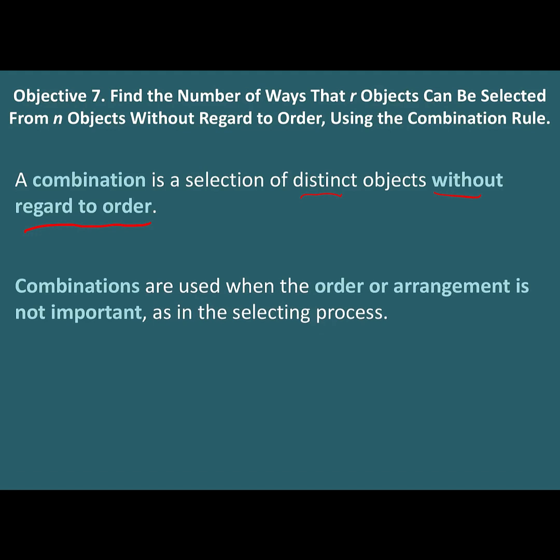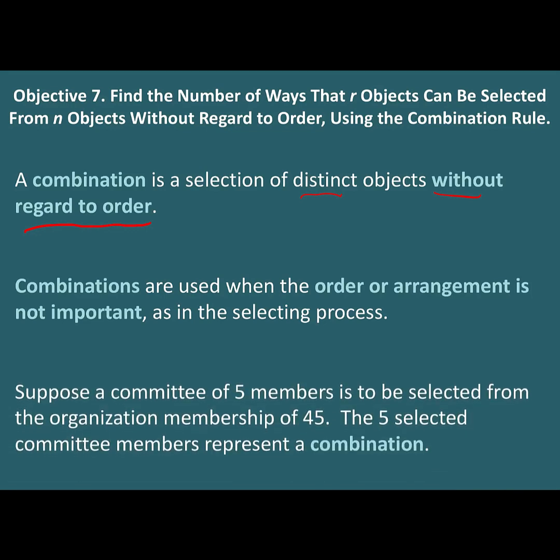Combinations are used when the order or arrangement is not important, just like in a selecting process. Suppose a committee of 5 members is to be selected from the organization membership of 45. 5 selected committee members represent a combination. So imagine if you have an organization with 45 people and you just simply needed 5 people to go to a conference to represent the organization. If it doesn't matter which of the 5 go to the conference, then that is a combination.